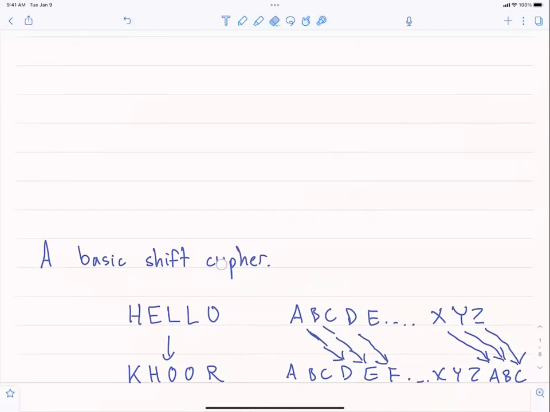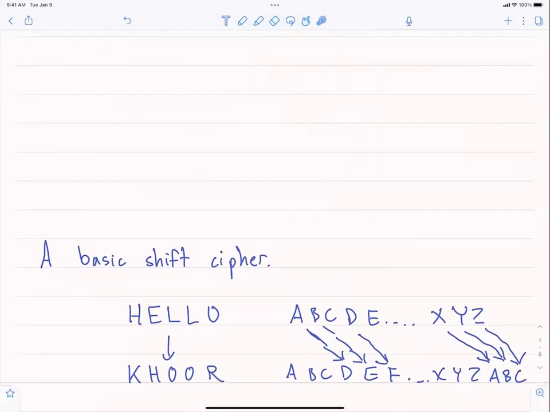I think cipher is spelled with an I, so let me do it with an I here. And cipher is sort of synonymous with code or encryption or so on. Okay, so the shift cipher.